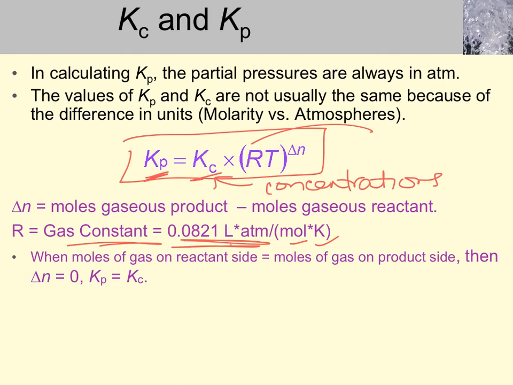T is temperature, in Kelvin, of course, and delta N is what might trick you up a little. Delta N is the difference in the number of moles of product that are gas minus the number of moles of reactant that are gases. So the difference in those two is delta N. That becomes an exponent.